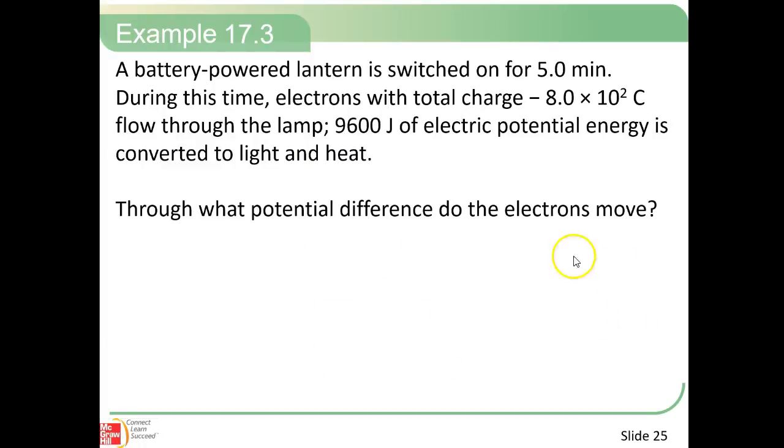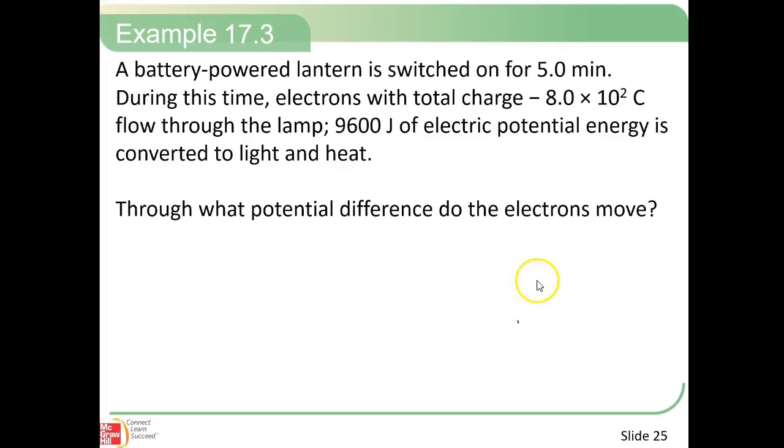For the next part, we're going to look at example 17.3. Here we've got a battery-powered lantern. It's switched on for 5 minutes. During that time, electrons with total charge of 8 times 10 to the second coulombs flow through the lamp, and 9,600 joules of electric potential energy is converted to light and to heat. They want to know through which potential the electrons move.